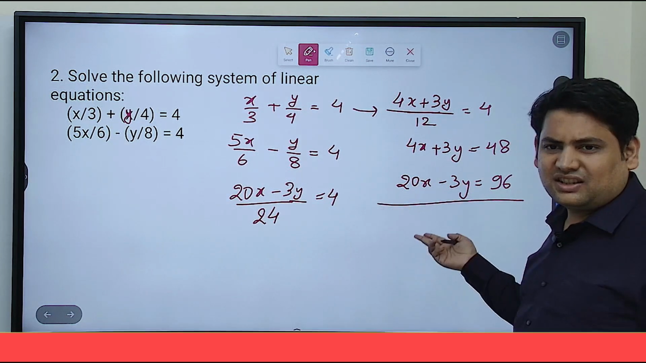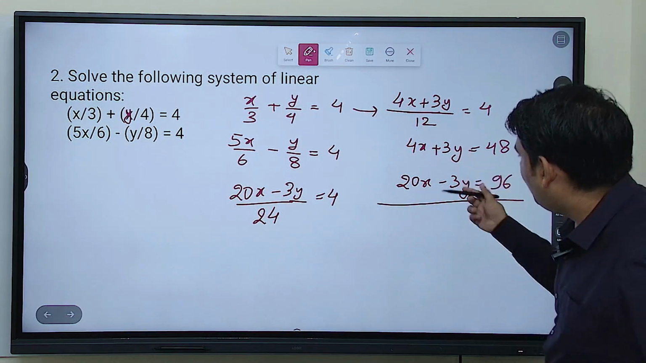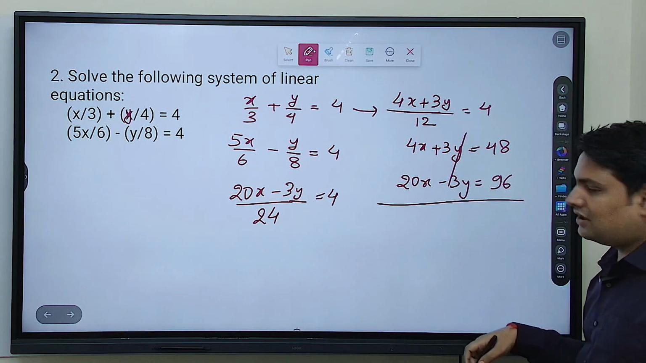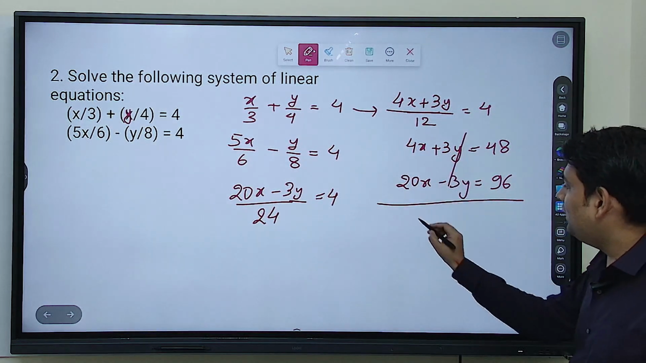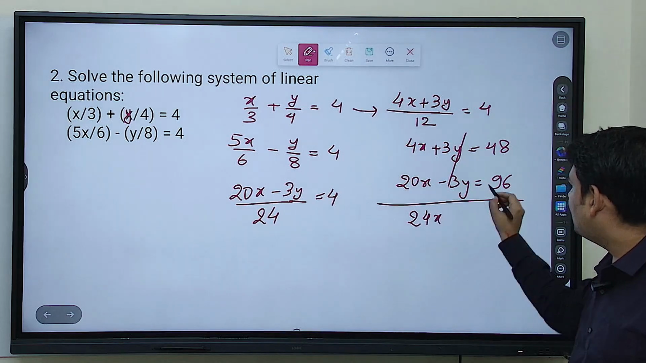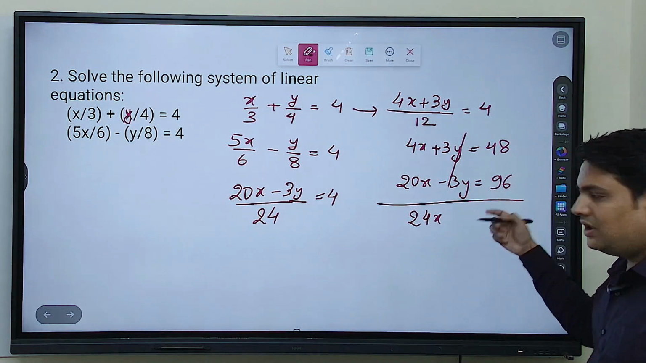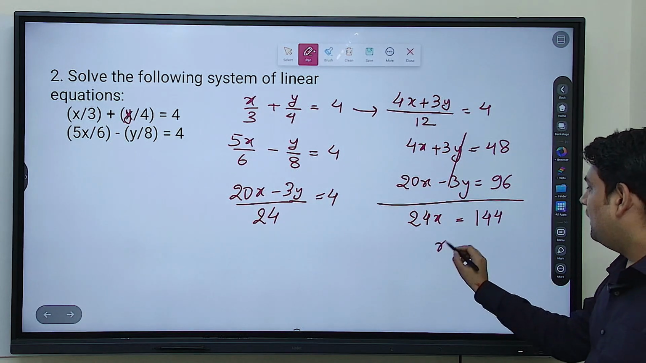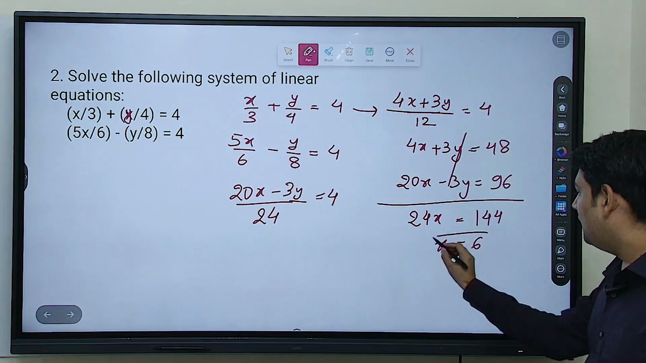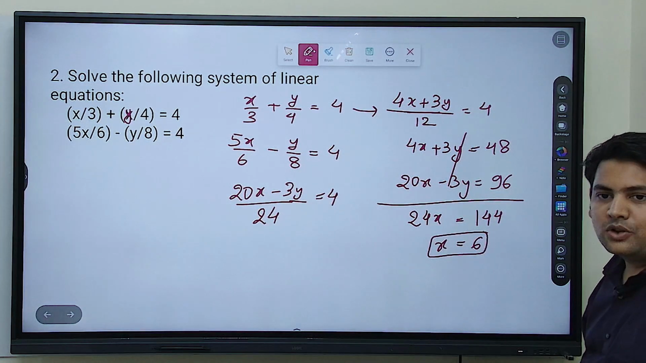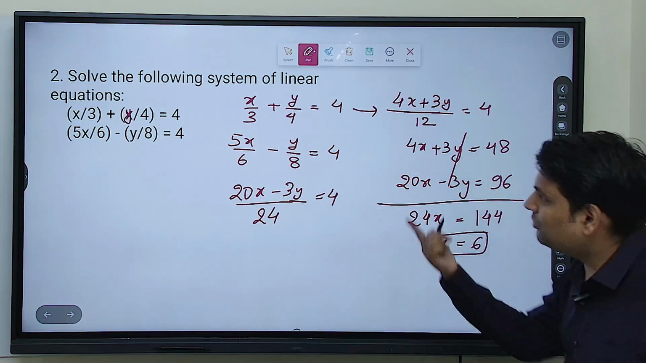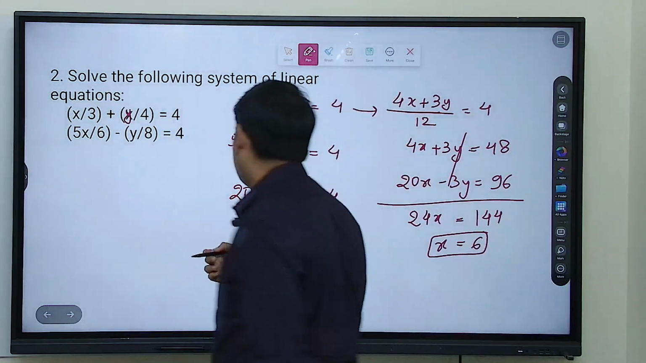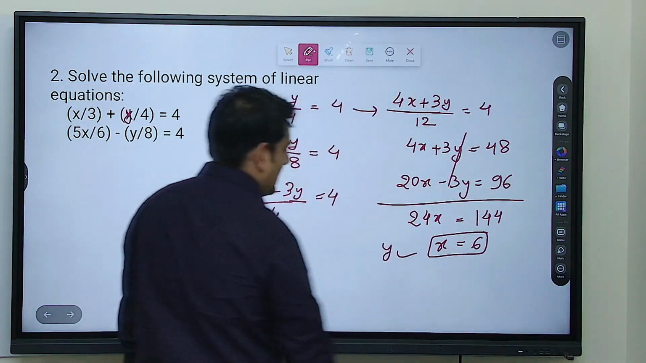Okay, clearly this can be easily solved. How? Plus 3y minus 3y, you add them, it cancels out. What you get? 4x plus 20x, that is 24x, and here if you add both of them, you will get 144. That means x will come out to be 6. You can put it in any equation and you will get y also.